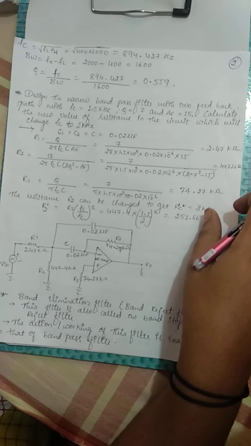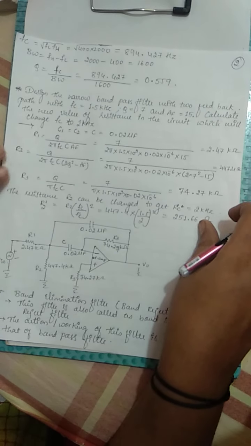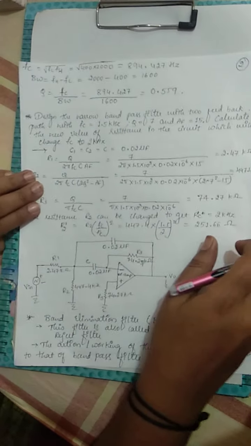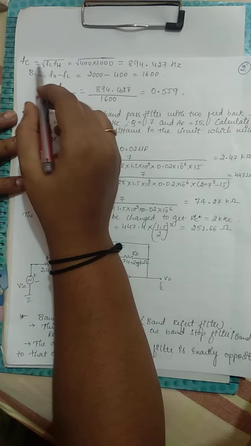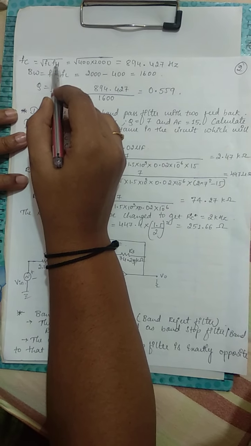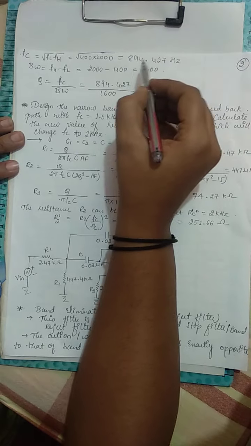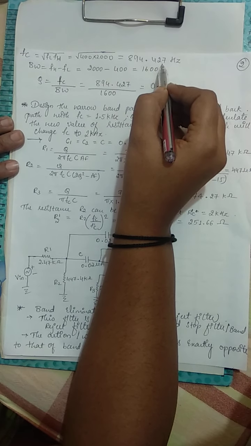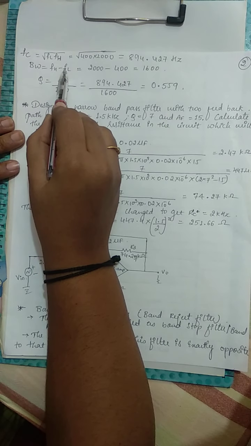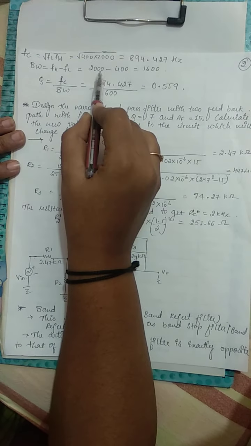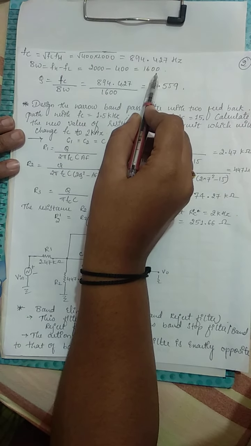So next we have to calculate Q. To calculate Q, we first have to calculate FC, that is the center frequency, and the bandwidth. The center frequency FC equals root of FL into FH. Put the values of FL and FH, and you will get the FC value as 894.427 Hertz. The bandwidth is FH minus FL. Put the values of FH and FL and you will get 1600.